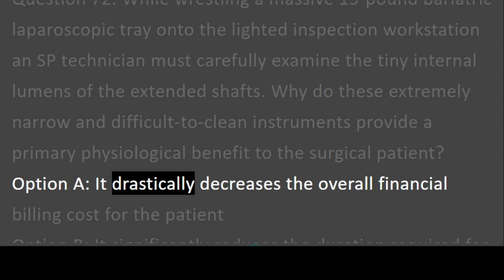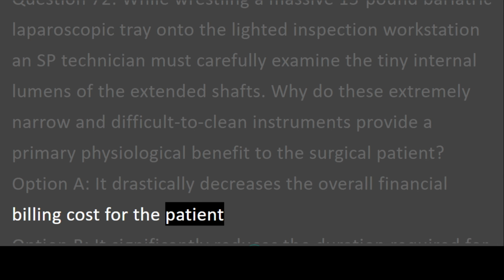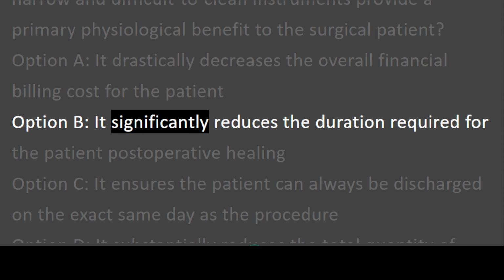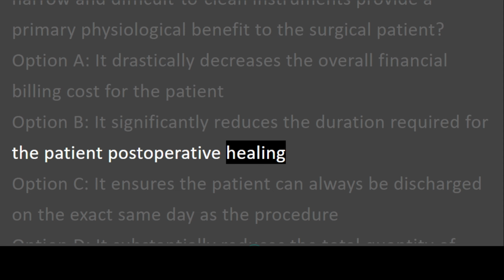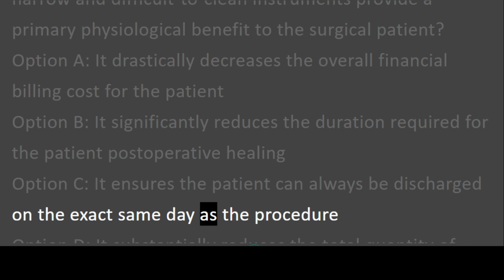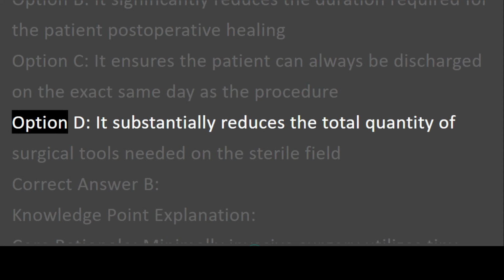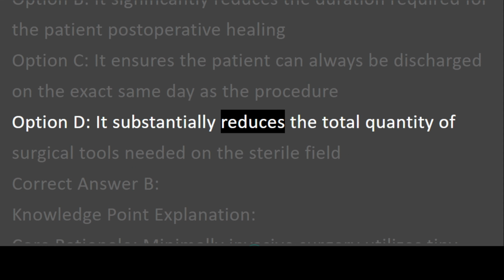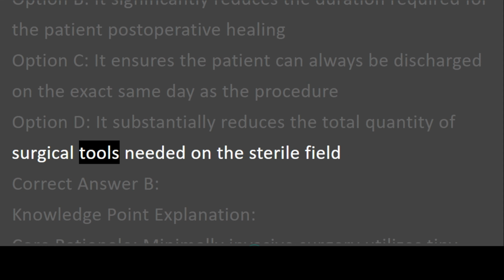Option A. It drastically decreases the overall financial billing cost for the patient. Option B. It significantly reduces the duration required for the patient postoperative healing. Option C. It ensures the patient can always be discharged on the exact same day as the procedure. Option D. It substantially reduces the total quantity of surgical tools needed on the sterile field.